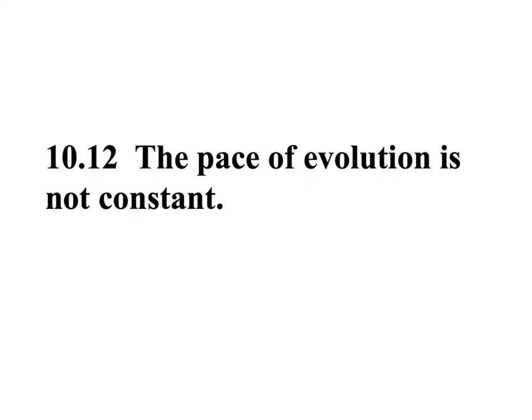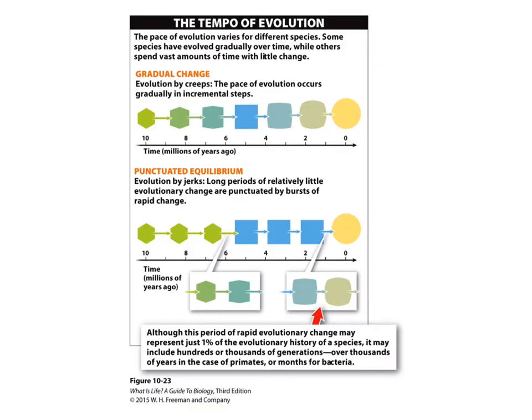We can see in the fossil record that the pace of evolution is not constant. In some groups of organisms, we see gradual changes, so evolution creeps by with slow, minute changes over time. This is called the gradual model. We also see periods of punctuated equilibrium, where evolution speeds up rapidly, having very quick changes over shorter periods, with breaks in between where there is very little to no change. We call this the punctuated equilibrium model.